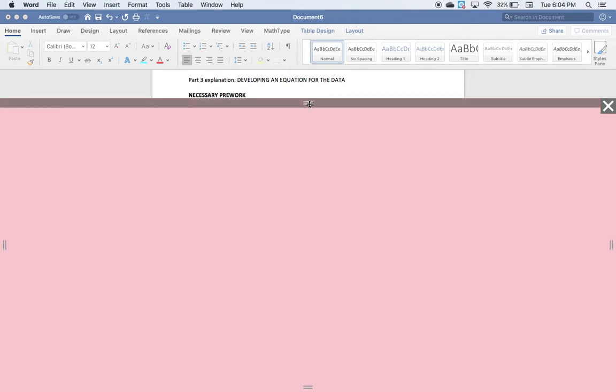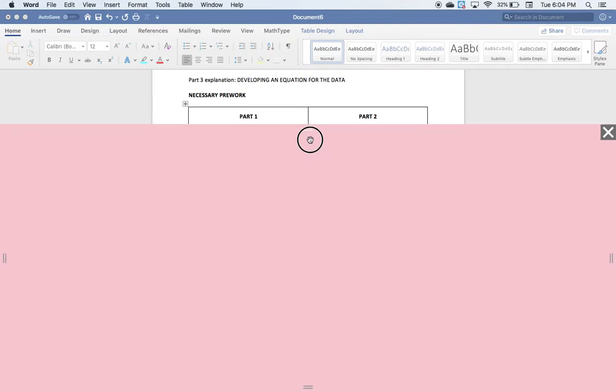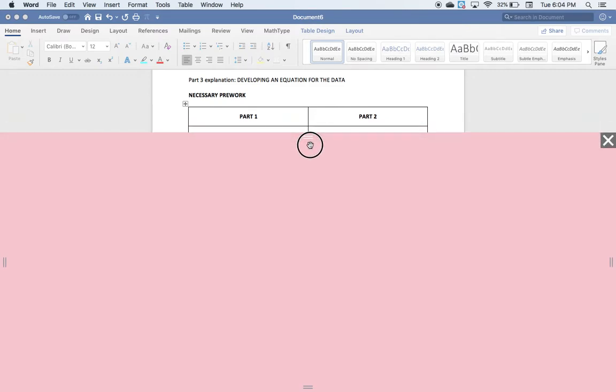So in order to do this, we need to do some necessary pre-work. I decided to break up my paper into two columns. We're going to need to do part one first and then part two. I'm going to do them simultaneously just so you can see what's taking place. First thing you want to do is obtain your y equals mx plus b format equations from part one and part two.